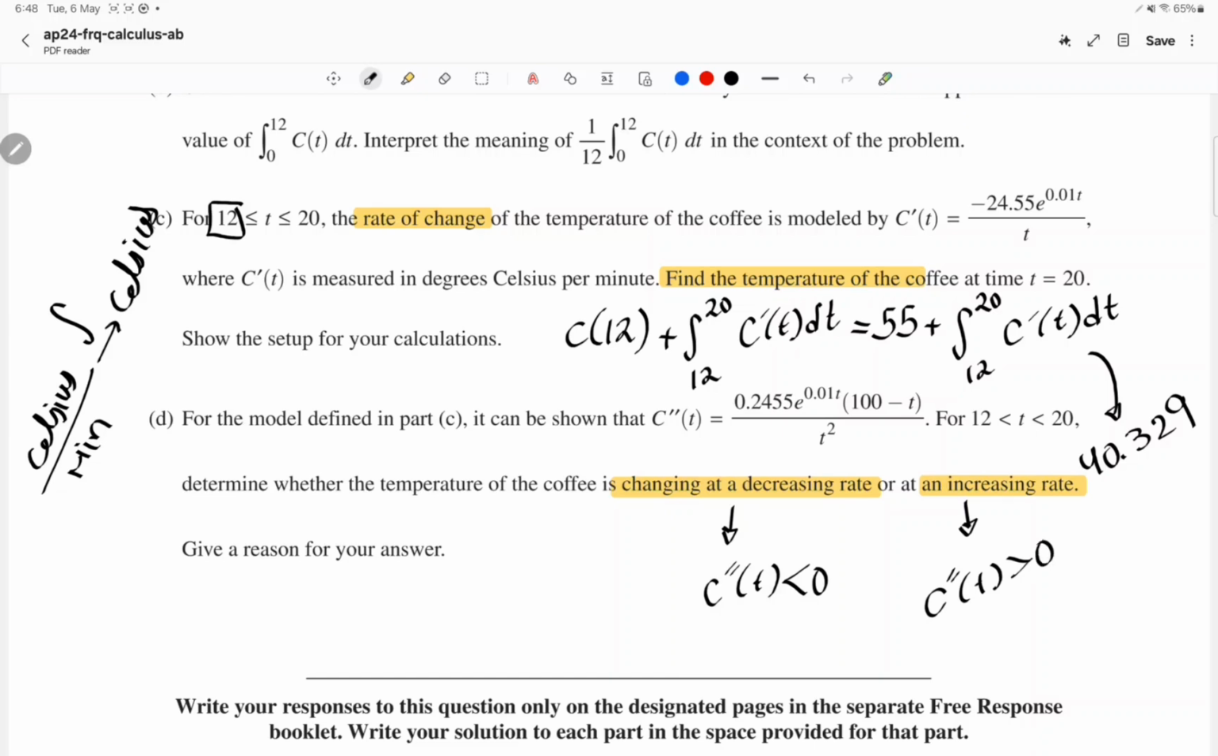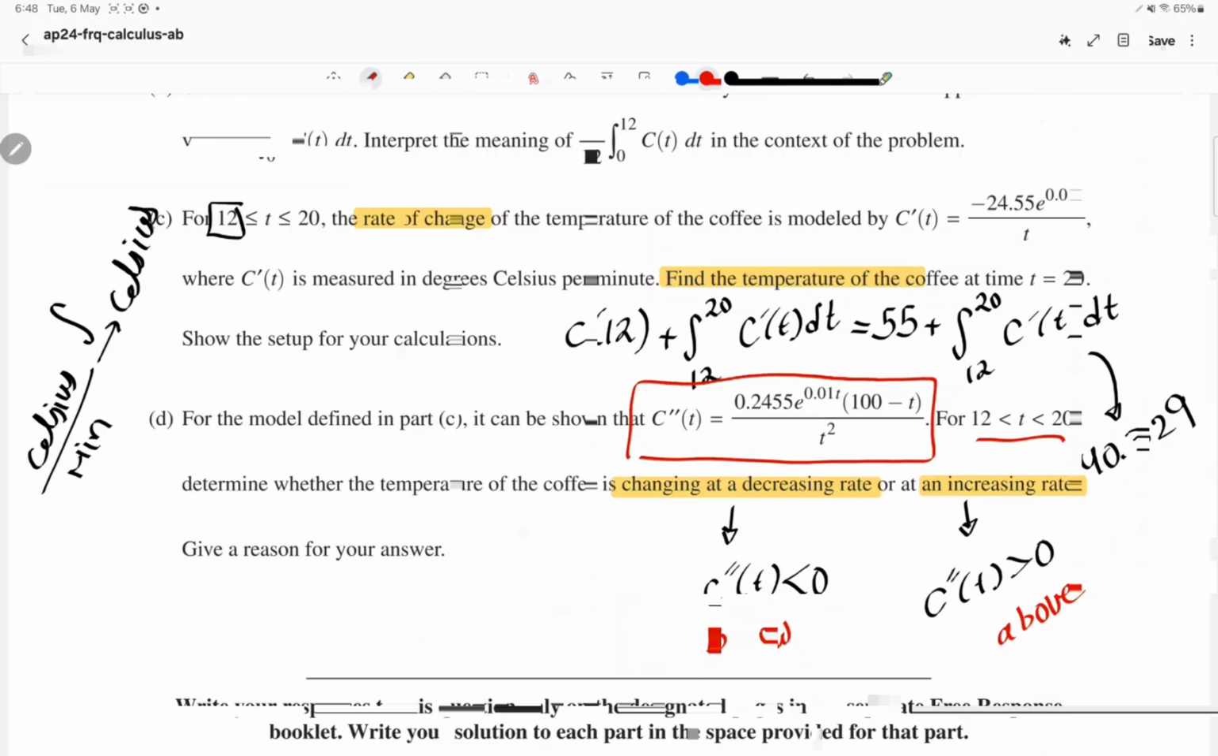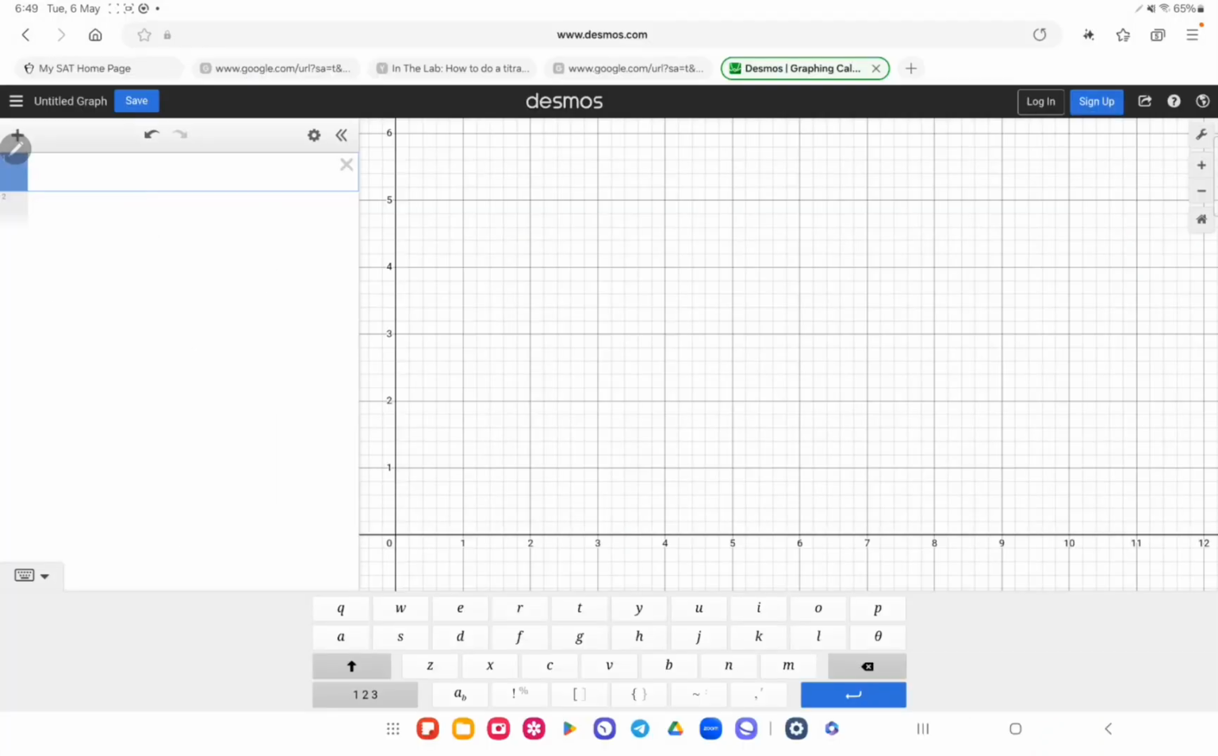So what I would do right now if I were you, I would actually go to Desmos or a graphing calculator and I would graph this one and make sure my window is from 12 to 20, and I would see if it's above the x-axis of the graph or below the x-axis. If it's below the x-axis, it's less than 0. If it's above the x-axis, it's more than 0. Let's go to Desmos.